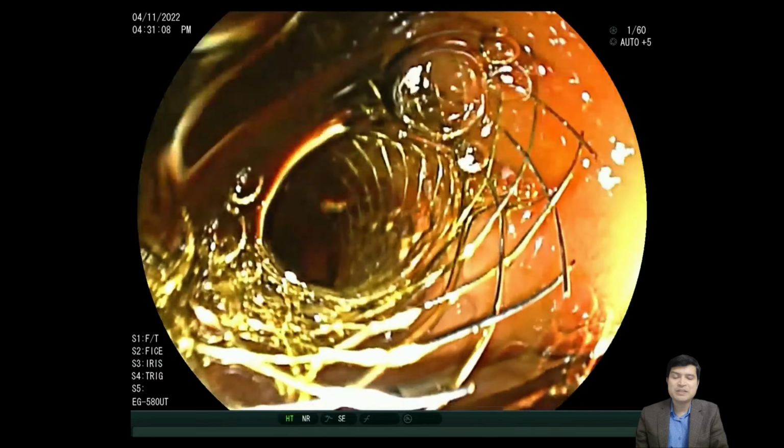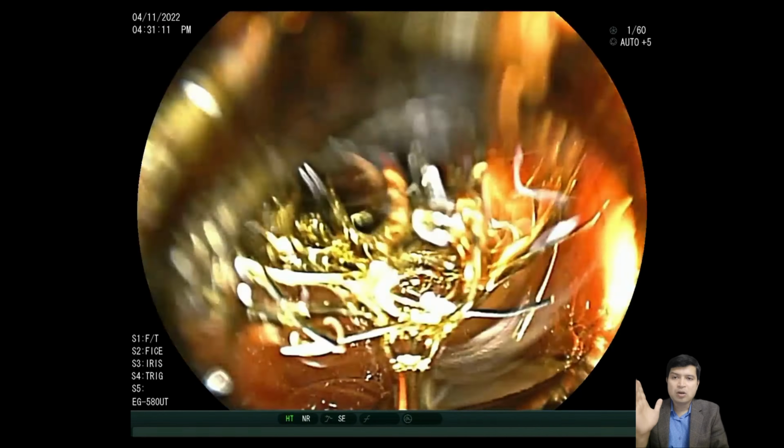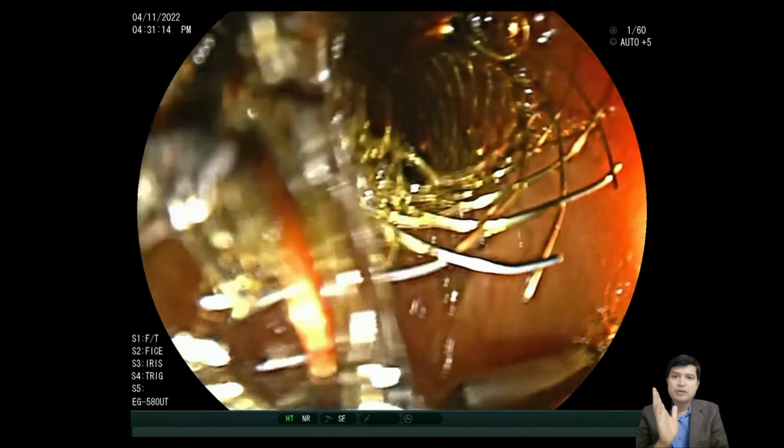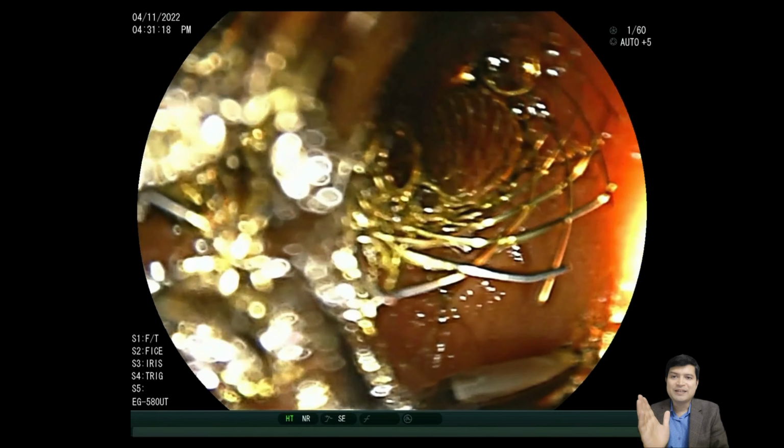So this is how we establish a communication between the common bile duct and the duodenum when the lower part of the common bile duct is obstructed.